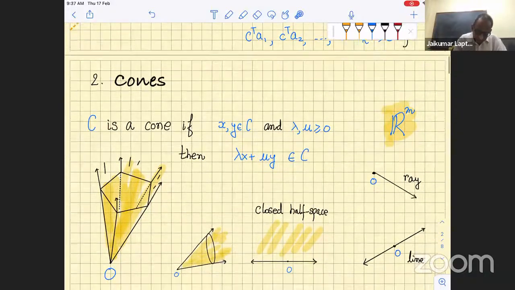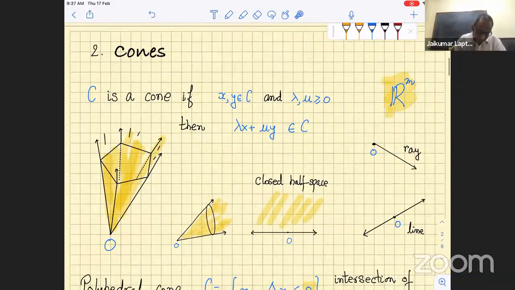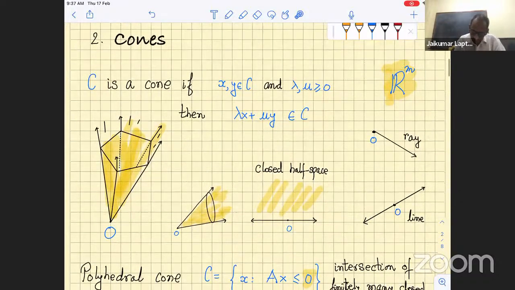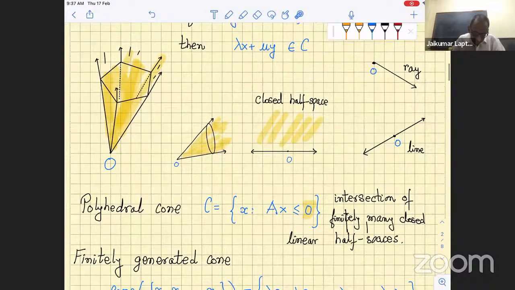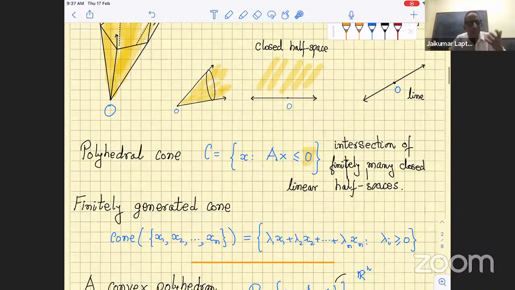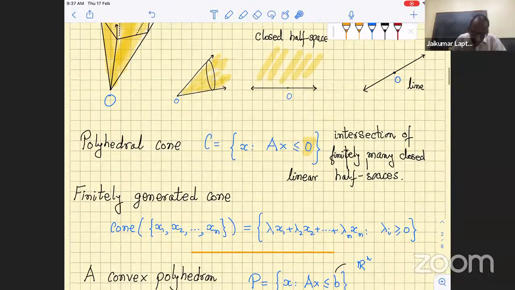Now, last time we talked about cones in general. So these are objects like this. Sometimes even half spaces are cones. Now, there are two ways of thinking about cones. Cones can arise in two ways. One is, these are polyhedral cones.